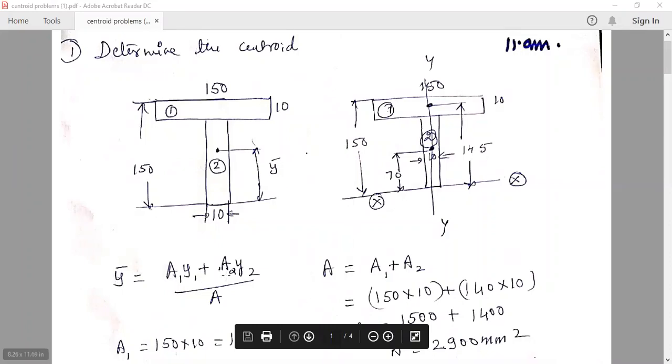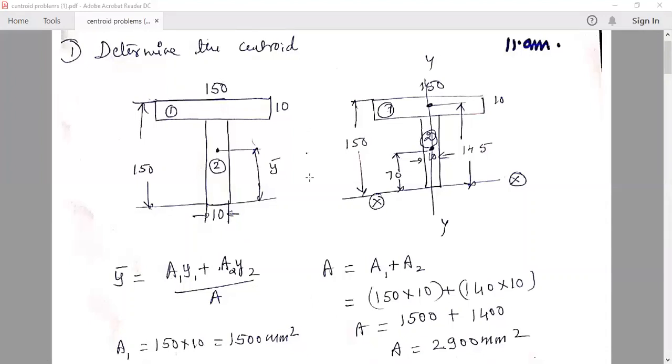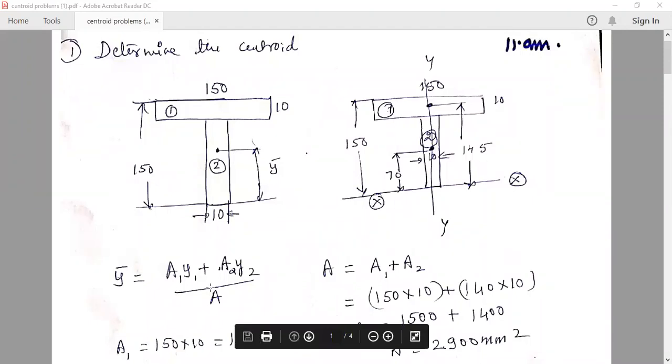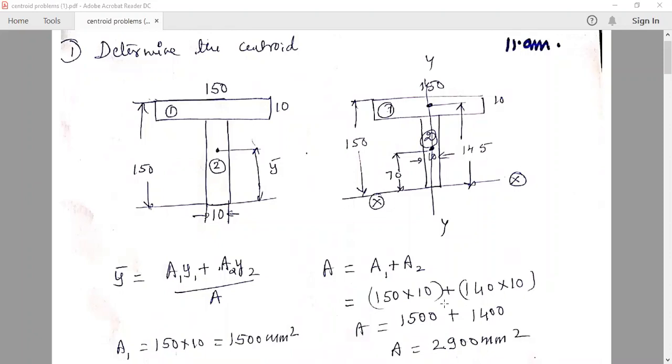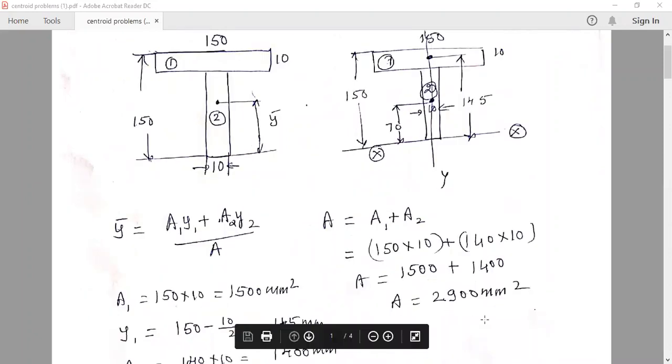Y bar equal to A1 Y1. So while discussing how to look for the location of the centroid, we have to divide the entire area into finite elemental strips. Here, the finite strips are only two rectangles: A1 Y1 plus A2 Y2 divided by the total area. Okay. So the total area equals A1 plus A2, the total area of the composite area. A1 is the area of the top, first rectangle, that is 150 into 10, plus A2 is the area of the second rectangle, of size 140 into 10. So the total area we got is 2900 millimeter square.